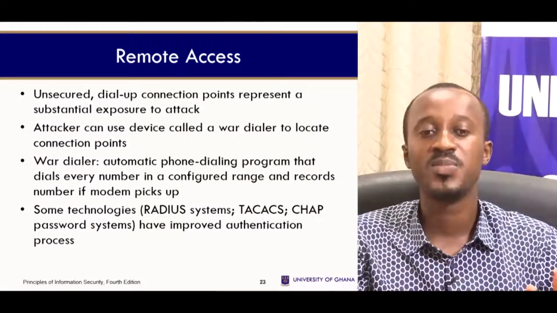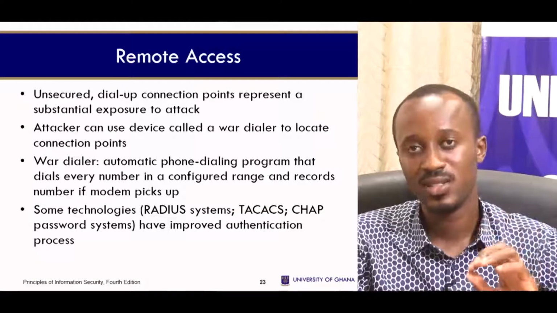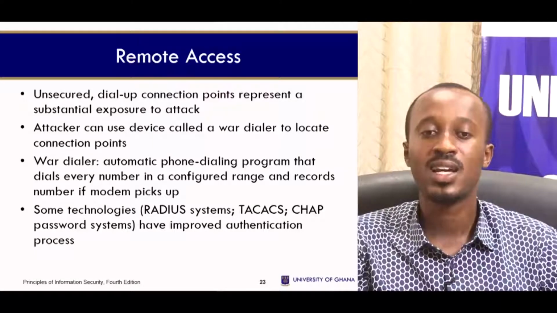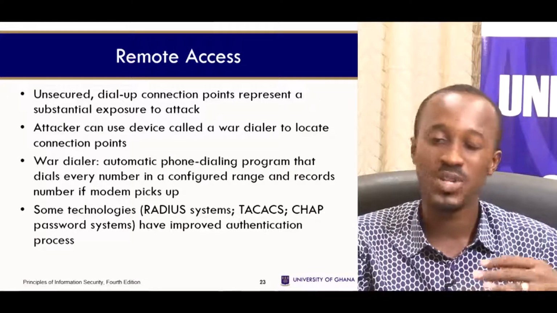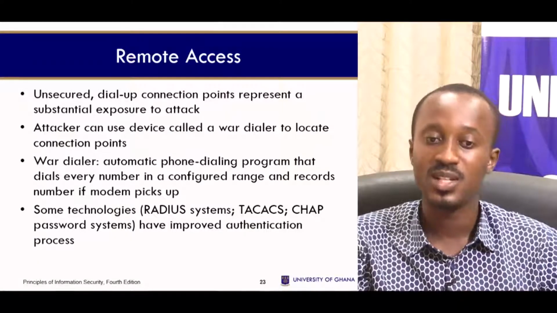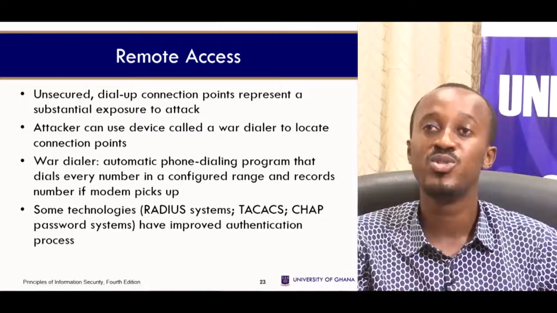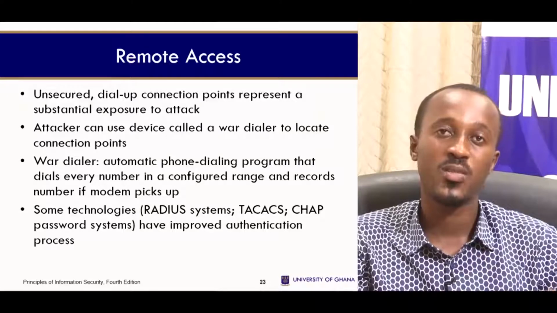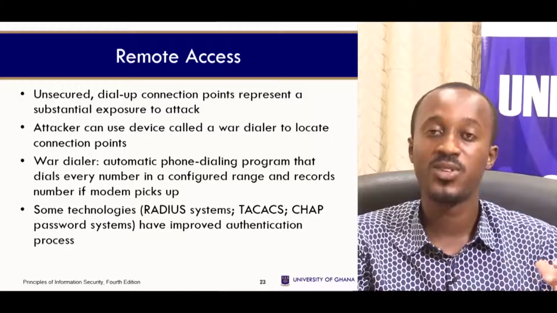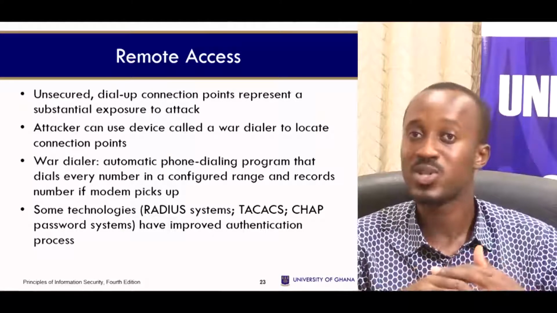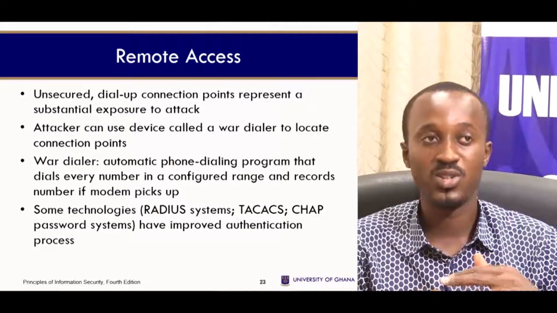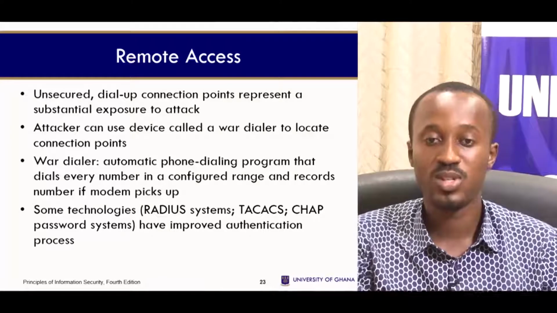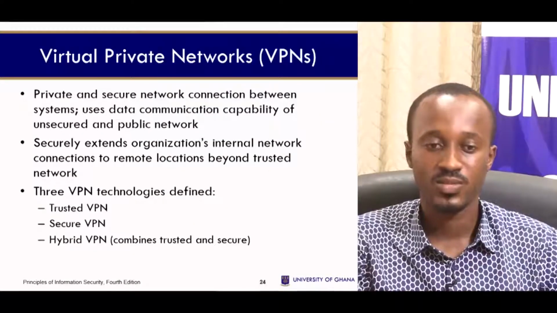Look at remote access. Unsecured dial-up connection points represent a substantial exposure to attack. If you want to access something remotely, usually you open yourself to attack. The attacker can use devices called war dialers to locate your connection point. When this happens, you are giving the attacker the opportunity to use you as a point of entry. So organizations must be very careful about how they go about remote access, which is why connections like VPNs were introduced, and also tunneling in worst cases. You can use VPNs or tunneling, and these provide a secure way to have remote access to the organization when you are outside the organization's walls.